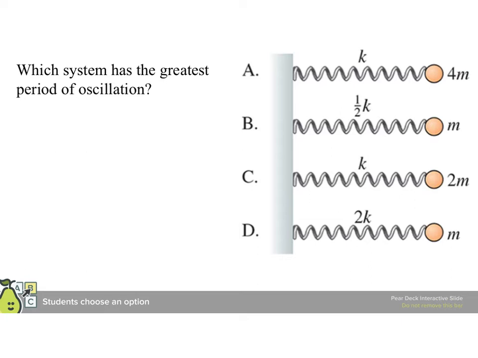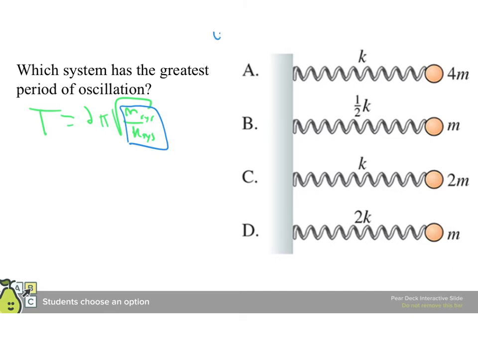Which of these systems has the greatest period of oscillation? The period is 2 pi root m of the system over k of the system. I write it that way just not to confuse it with the m's and k's we already have in this problem. We can see it's the ratio of m over k that matters, right? It's just this ratio, because if that ratio is larger, then the period will be larger. So let's find that ratio for each of these things.